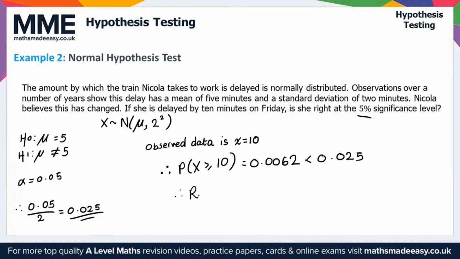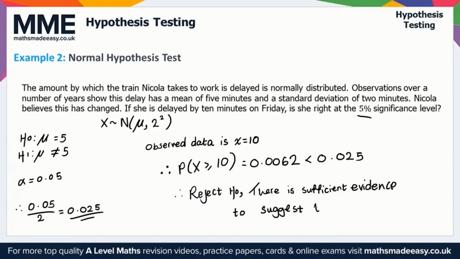So therefore, we reject H0, and we say there is sufficient evidence. So if we write something full here, there is sufficient evidence to suggest that the average delay has indeed changed. Okay. So there we go. So that gives us the solution to example 2 there on hypothesis testing.